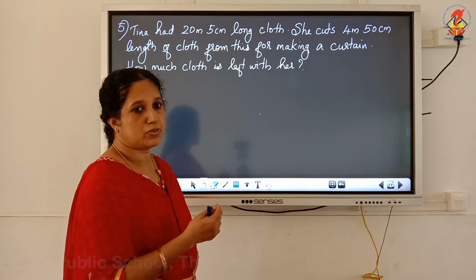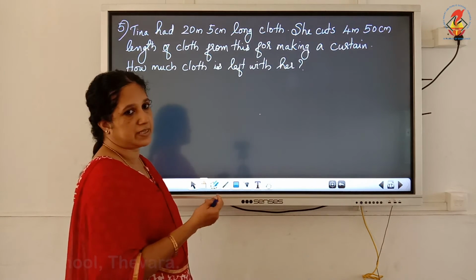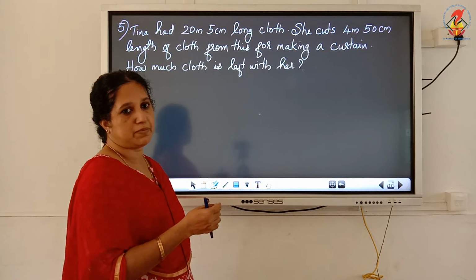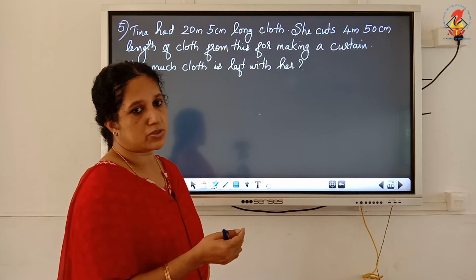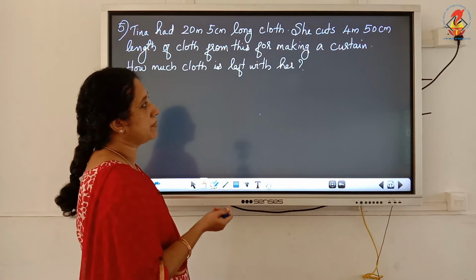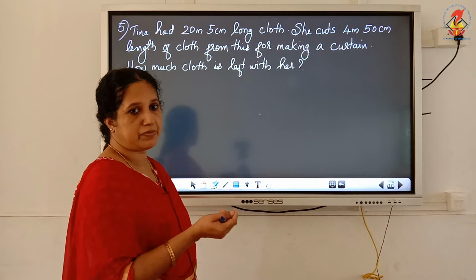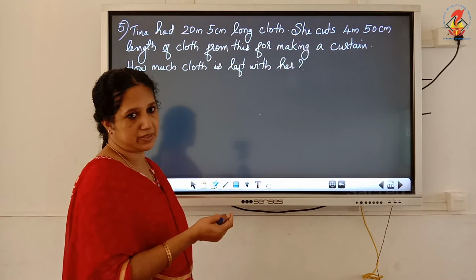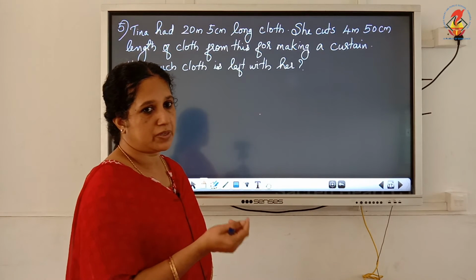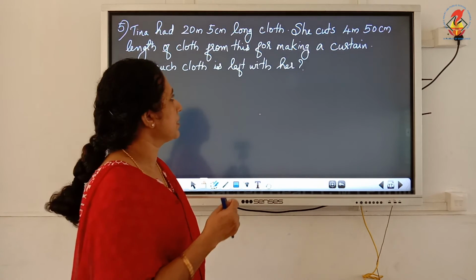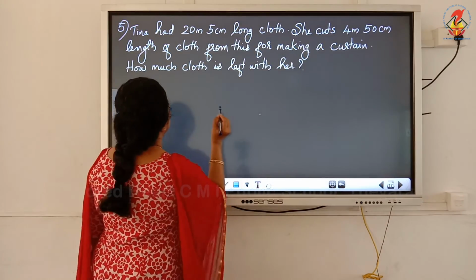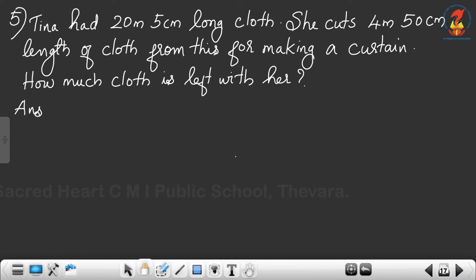Now Tina had 20 meter 5 centimeter long cloth. So the length of the cloth is 20 meter 5 centimeter. So from that cloth she cuts 4 meter 50 centimeter for making a curtain. So what is the length of the cloth used for making a curtain? 4 meter 50 centimeter. Now we have to find out the length of the cloth left with her. So we have to do subtraction. Now the first step, how we can write the first step? Total length of the cloth.